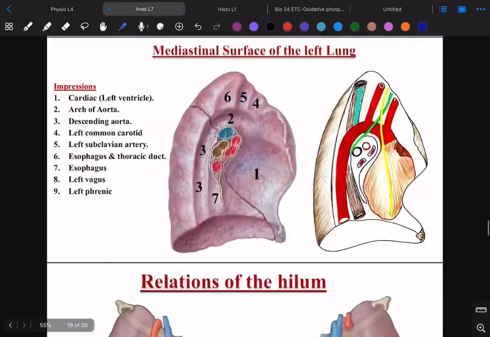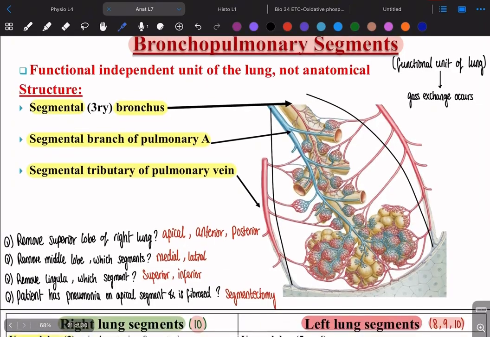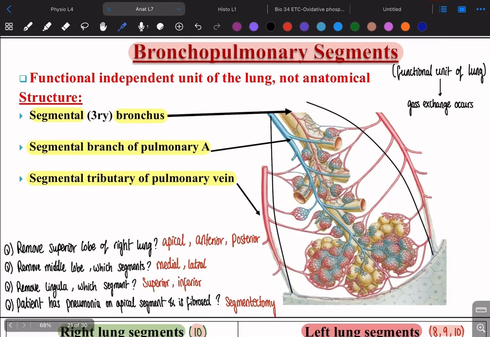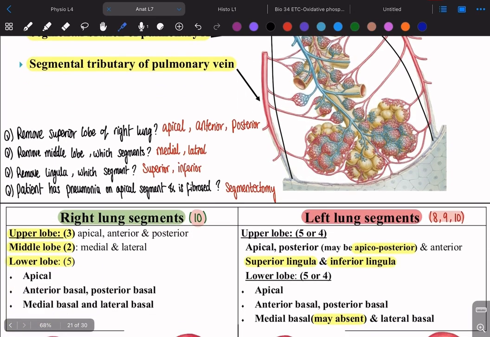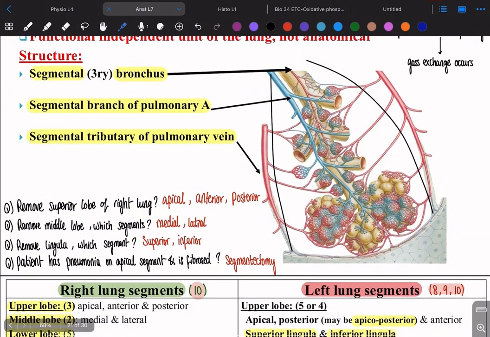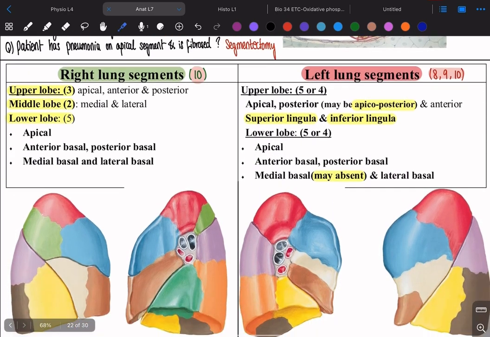Okay, what we're going to talk about now are the bronchopulmonary segments. So what are the bronchopulmonary segments? The bronchopulmonary segments are the functional units of the lungs and they're the site of gas exchange, or where gas exchange occurs. Okay? Now let's see the right segments and the left segments. The right lung is divided into segments and the left lung is divided into segments. Here we have the segmental bronchus, segmental pulmonary arteries and segmental pulmonary veins. Okay, these questions we're going to come back to after we're done with the segments.